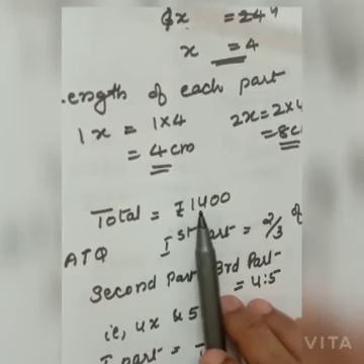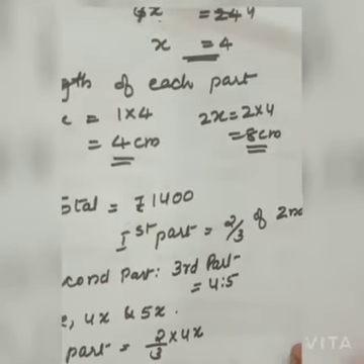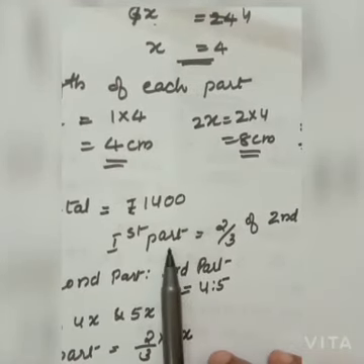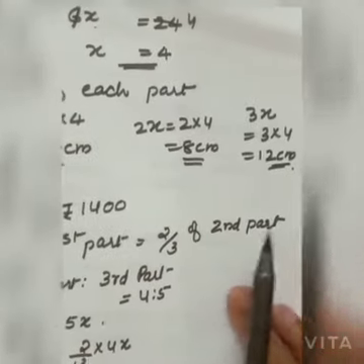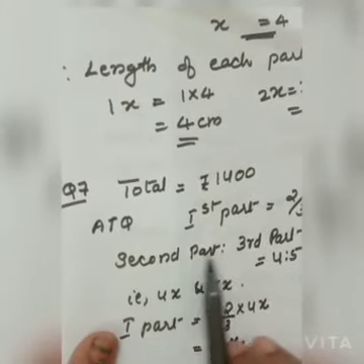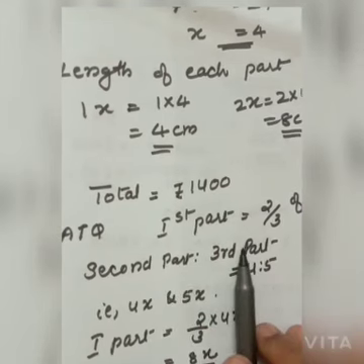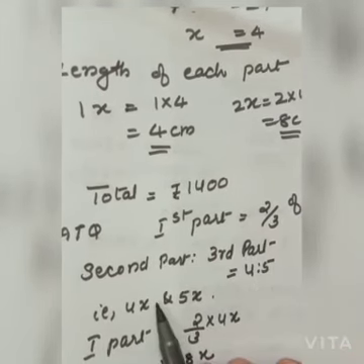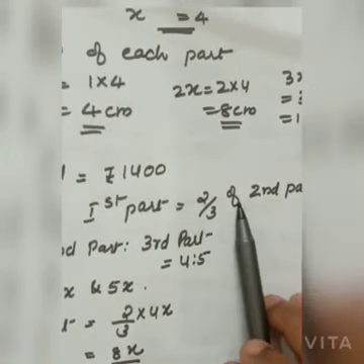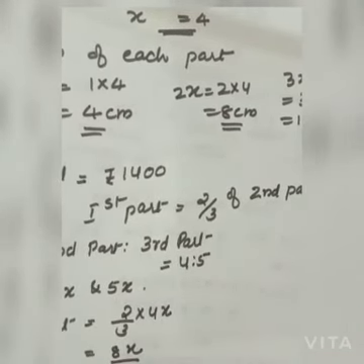Total money, rupees 1400, distributed in 3 parts. According to how it is distributed, the first part is 2/3 of the second part. Second part and third part ratio are 4:5. That means the second part is 4x, the third part is 5x. The first part is 2/3 of the second part. 2/3 of the second part, which is 4x, that is 8x by 3.